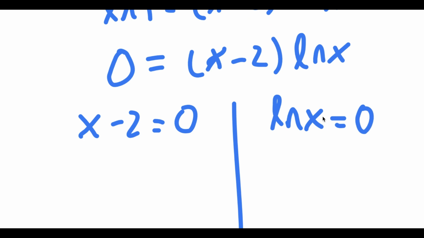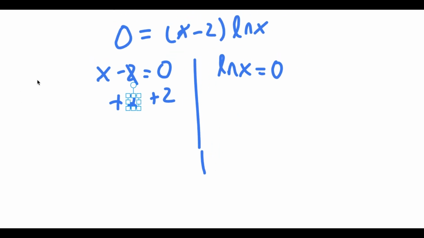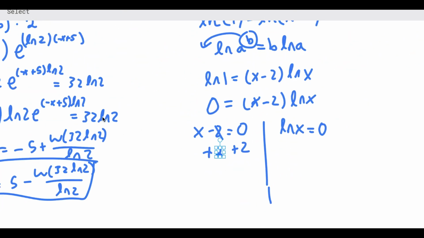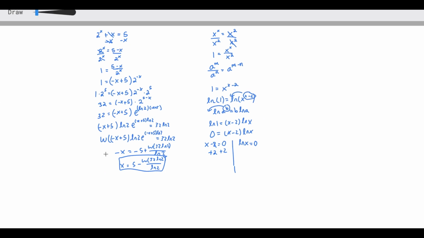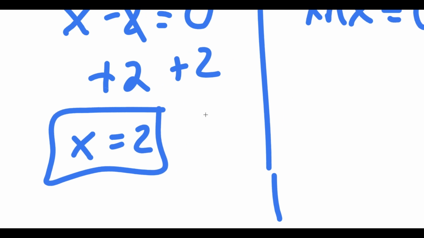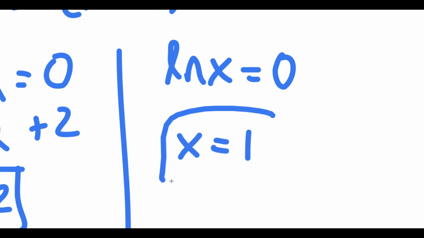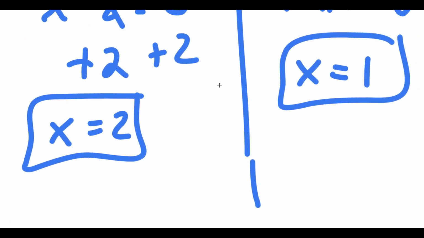So for x minus 2 equals 0, this is pretty simple. All we have to do is add 2 on both sides, and we get that x is equal to 2, and for ln x equals 0, well, ln of 1 is equal to 0, so x is equal to 1. So my two solutions are x equals 2 and x equals 1.